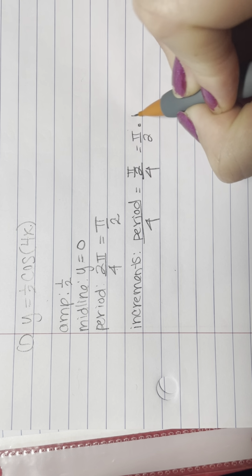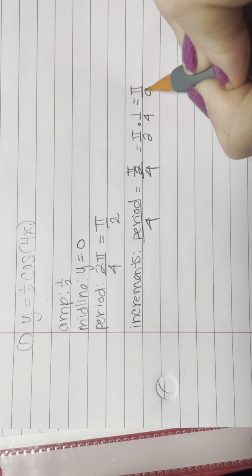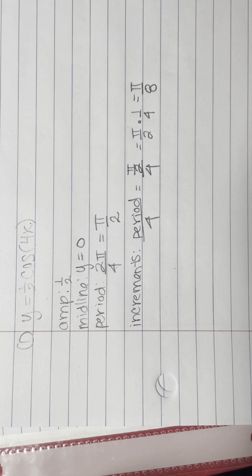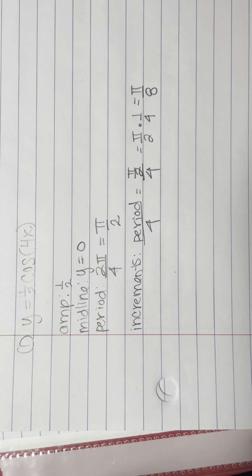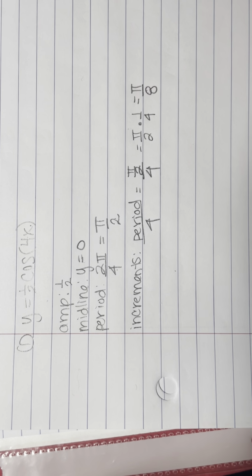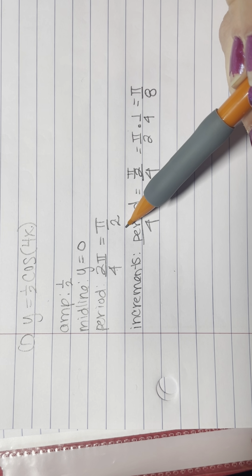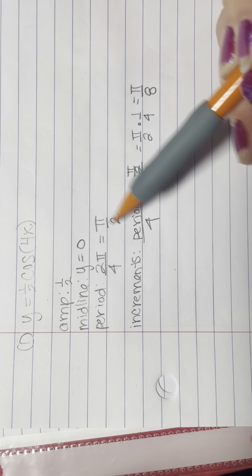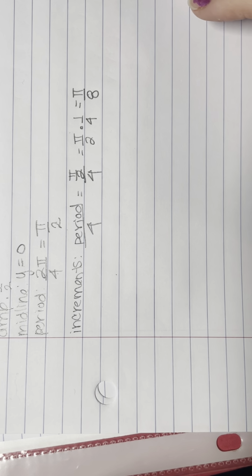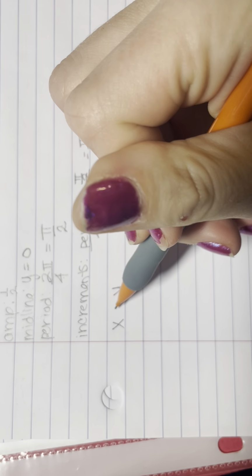Keep, change, flip. Okay, so my increments are going to be pi over 8, which means that I'm going to start at 0 in my table, and I'm going to add pi over 8, pi over 8, pi over 8, and I'm going to add pi over 8 until I get to pi over 2, because that'll be the end of my cycle.